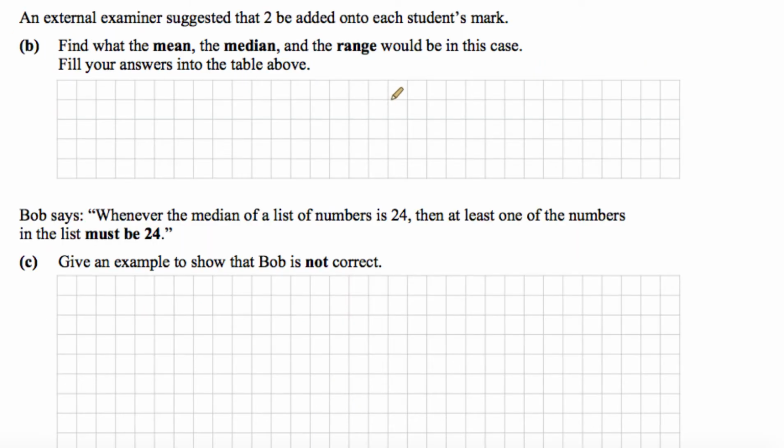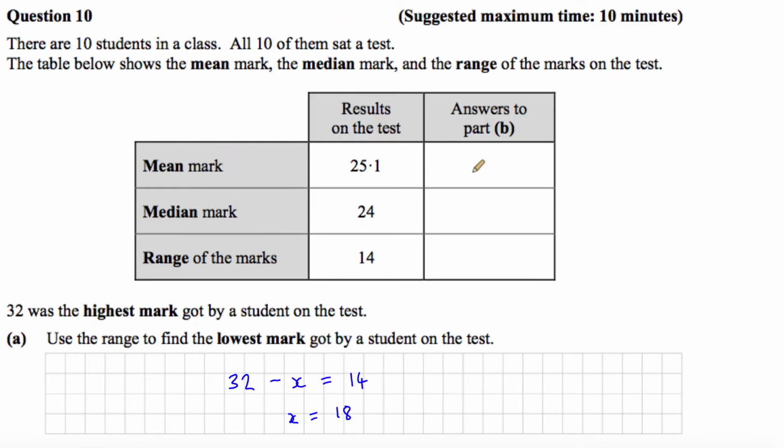An external examiner suggested that 2 be added onto each student's mark. Part B says find what the mean, the median and the range would be in this case. Fill your answers into the table above. So if 2 is added on to every student's mark, the mean would be raised by 2. So the mean mark would be 27.1.